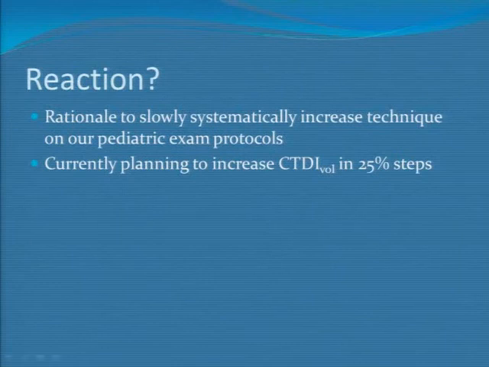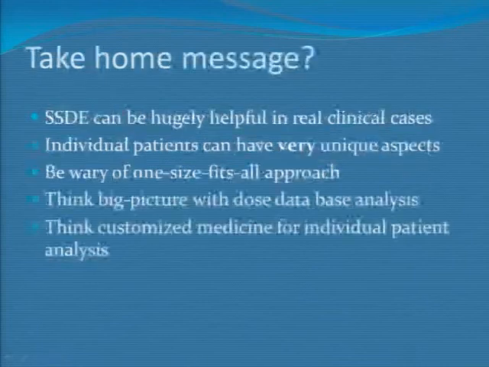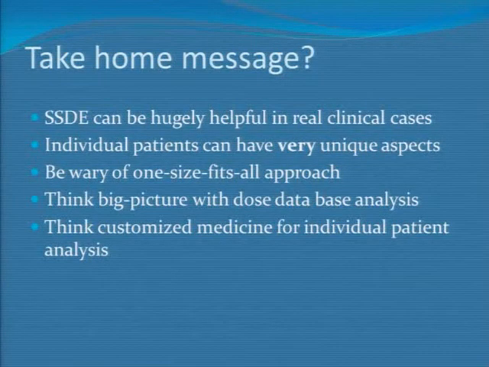What we're planning to do is bring this up in 25% steps. In some ways that seems kind of wimpy. If we need to raise the dose by 2 or 3 times, it's going to take us a long time to get there in 25% steps. On the other hand, we're trying to be slow and methodical and not overdose anybody at a scary level, so we're just trying to do this slowly. So, take-home message, size-specific dose estimate can be very helpful in real clinical cases.